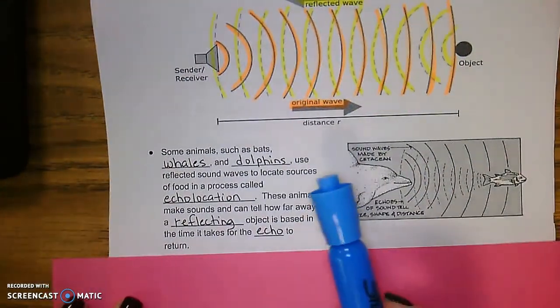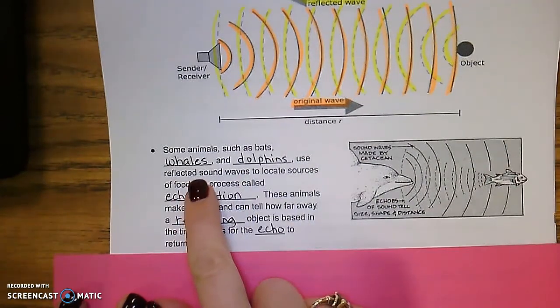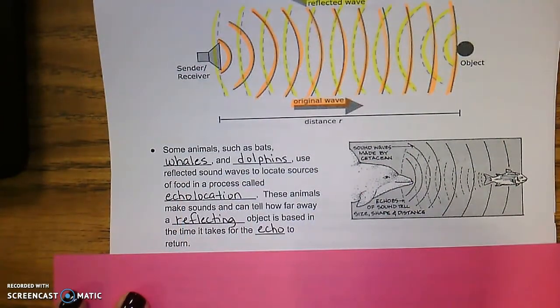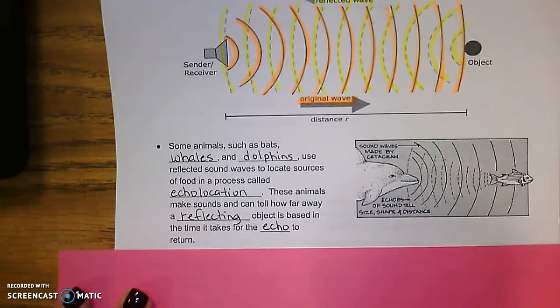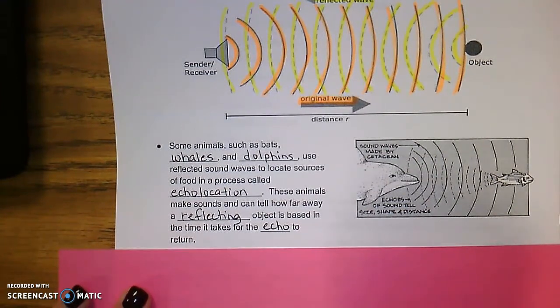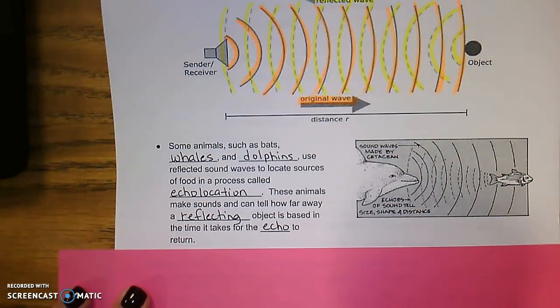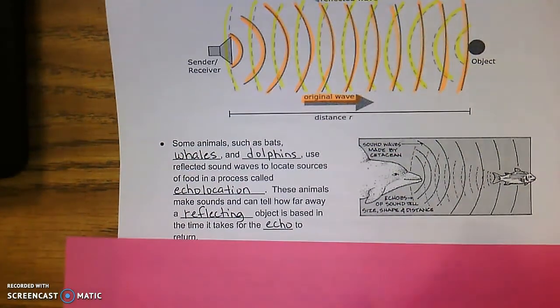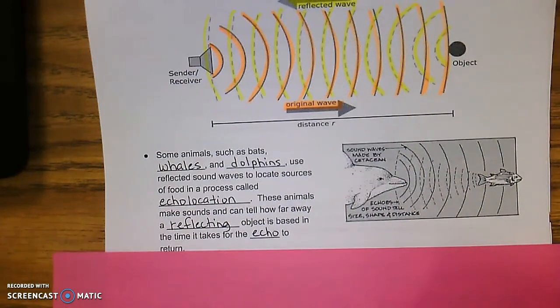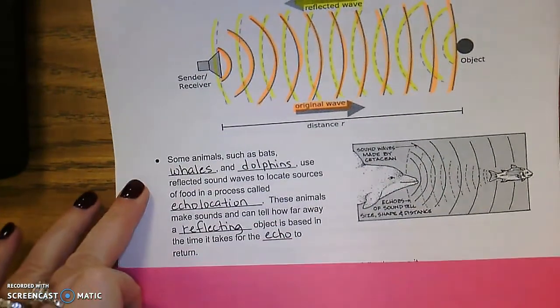So some animals, such as bats, whales, and dolphins, use reflected sound waves to locate sources of food in a process called echolocation. These animals make sounds and can tell how far away a reflecting object is based on the time it takes for the echo to return. So take a moment and let's look at this picture.